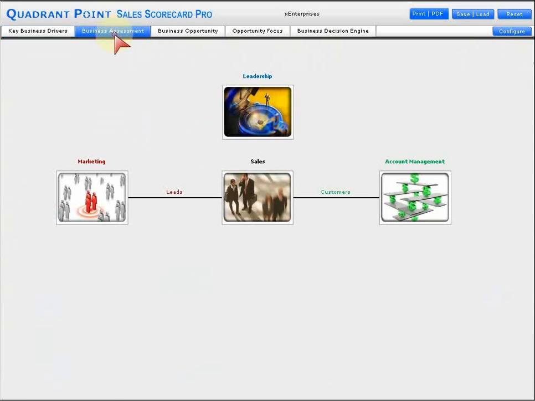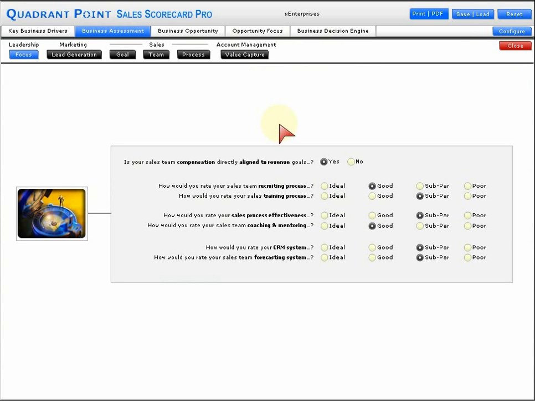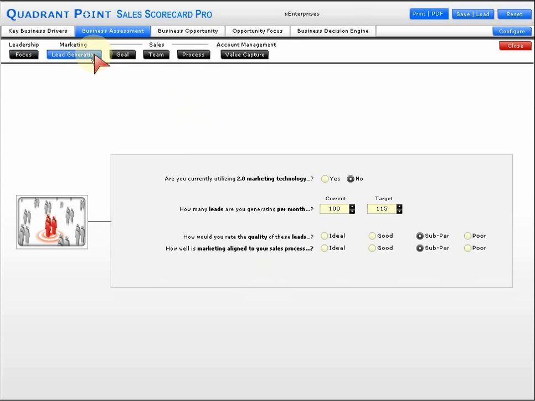Business assessment, come through, take a look at leadership, marketing, sales, and account management. And these we walk quickly through in terms of focusing on the areas that are critical to the success of the organization. Things such as, is the sales team compensation directly aligned to revenue? How would you rate your CRM system? A series of leadership questions, followed by marketing.